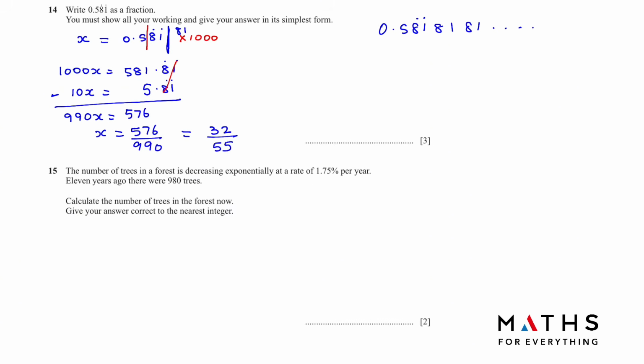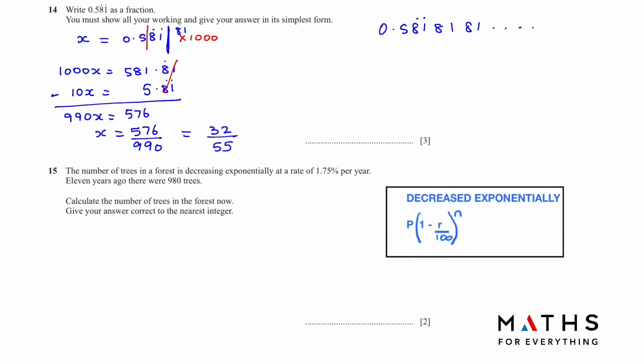To check whether it's correct or wrong, press the S-D button, turn it into a decimal, and this is the number you're going to get. Next question. You need to know this rule.